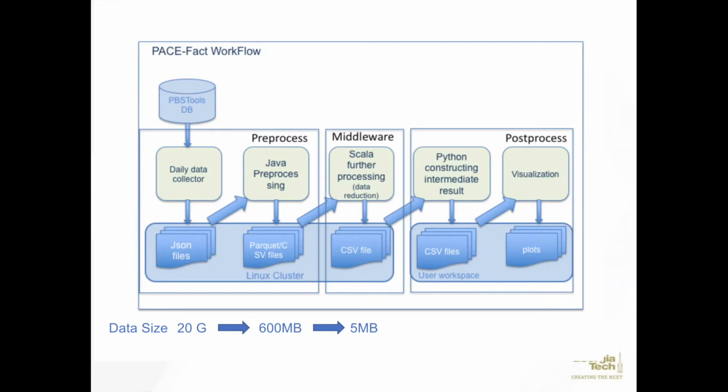We further reduce the data sets in the middleware layer to make sure the post-processing part can run even faster. The middleware is written in the Scala language, and it customizes the data in the CSV file for post-processing. The post-processing can be done by the user anywhere, especially for those who want to do some visualization work.